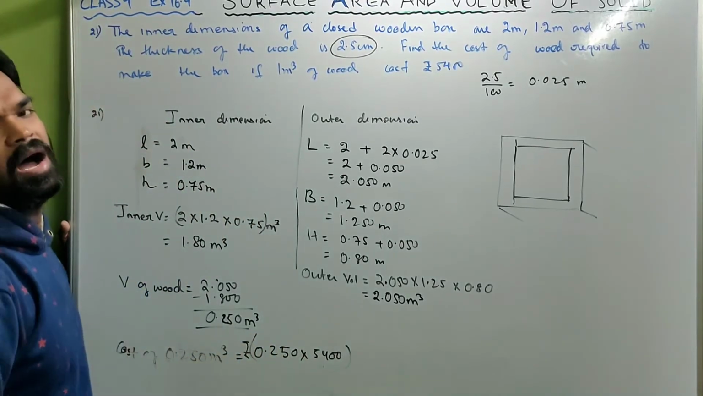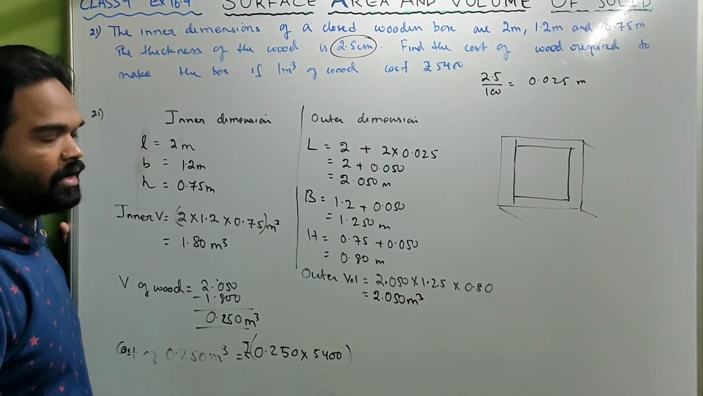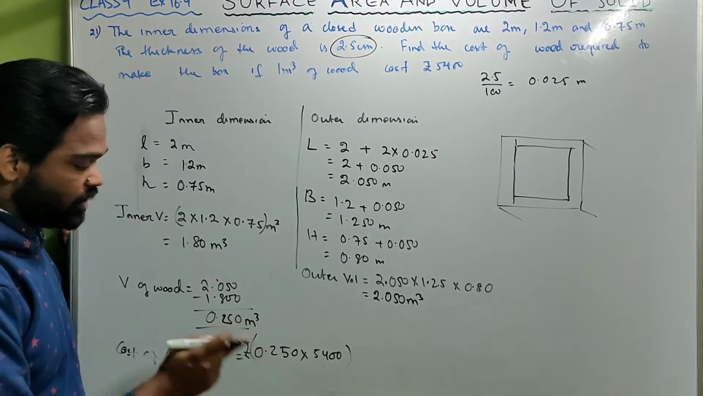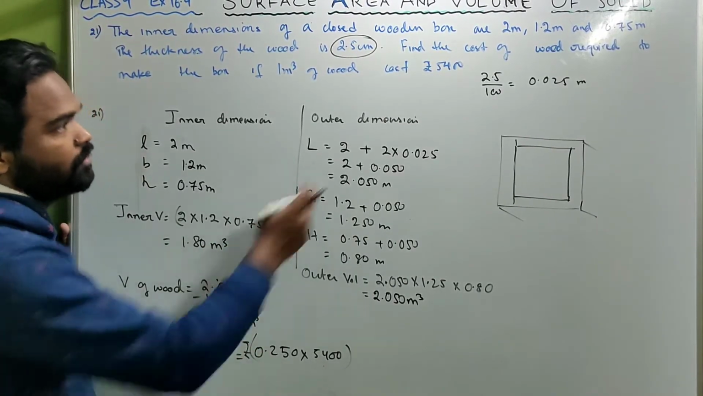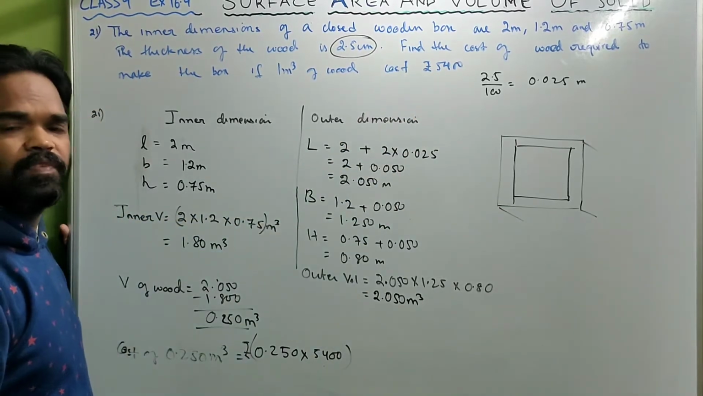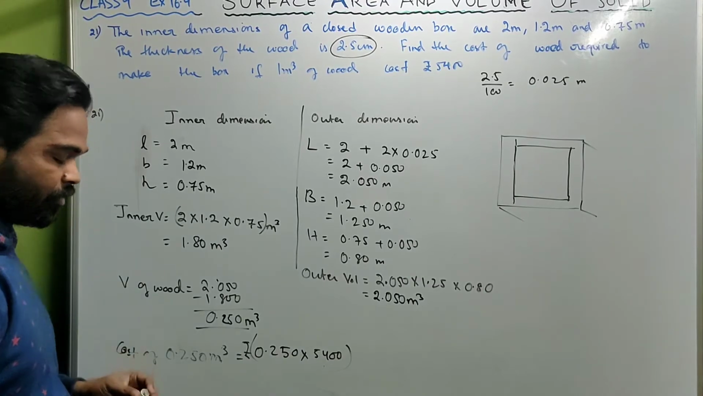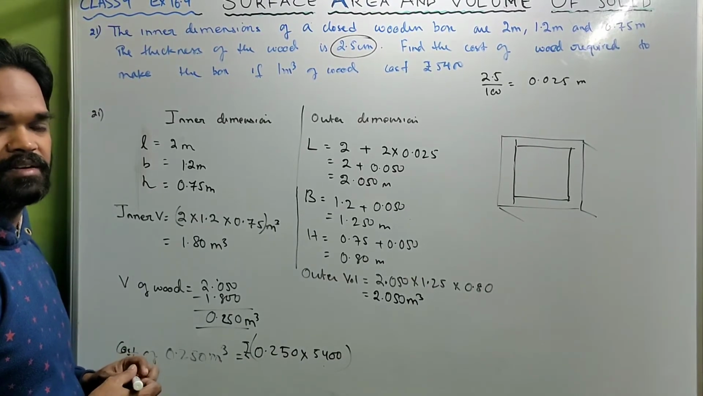You'll get the answer. Clear? Get the outer volume, get the inner volume, subtract. You'll get the volume of the wood required. Once you get the volume, you multiply by rupees 5400 because 1 meter cube is this much. Clear? Pretty easy. Now let us look at the next sum.